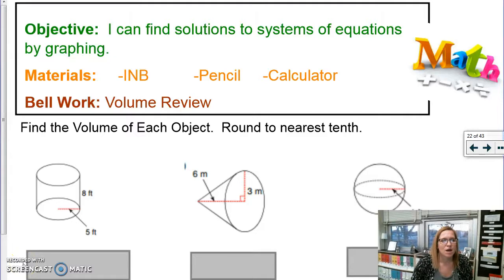Hi everyone. Today we are going to be focusing on how we can find solutions to systems of equations by graphing. So after we finished our bell work, you're going to be moving to different stations.